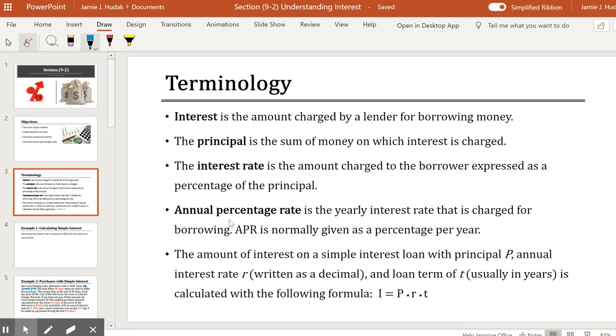The next phrase, annual percentage rate, is the yearly interest rate that is charged for borrowing. APR is normally given as a percentage per year. And the amount of interest on a simple interest loan with principal P, an annual interest rate R expressed as a decimal, and a loan term of T, usually expressed in years, is calculated with the following formula: I equals P times R times T. Again, this would find only the interest on a simple interest loan.